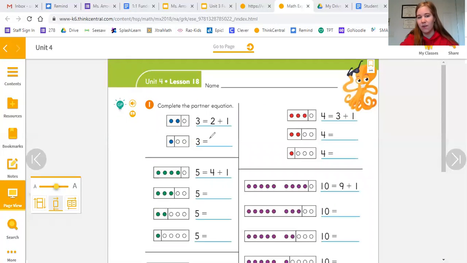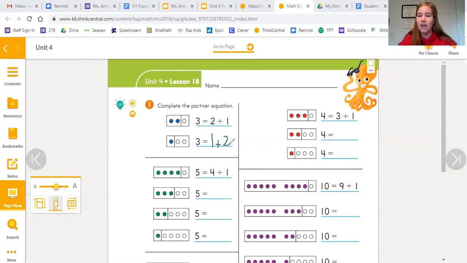Now, if I went to this one, it would be 3 equals. And remember, I always start on this side and go this way. That's the way we read. So we always want to start on that side. So now, how many blue dots do I have? 1. Plus, how many white dots do I have? 2.